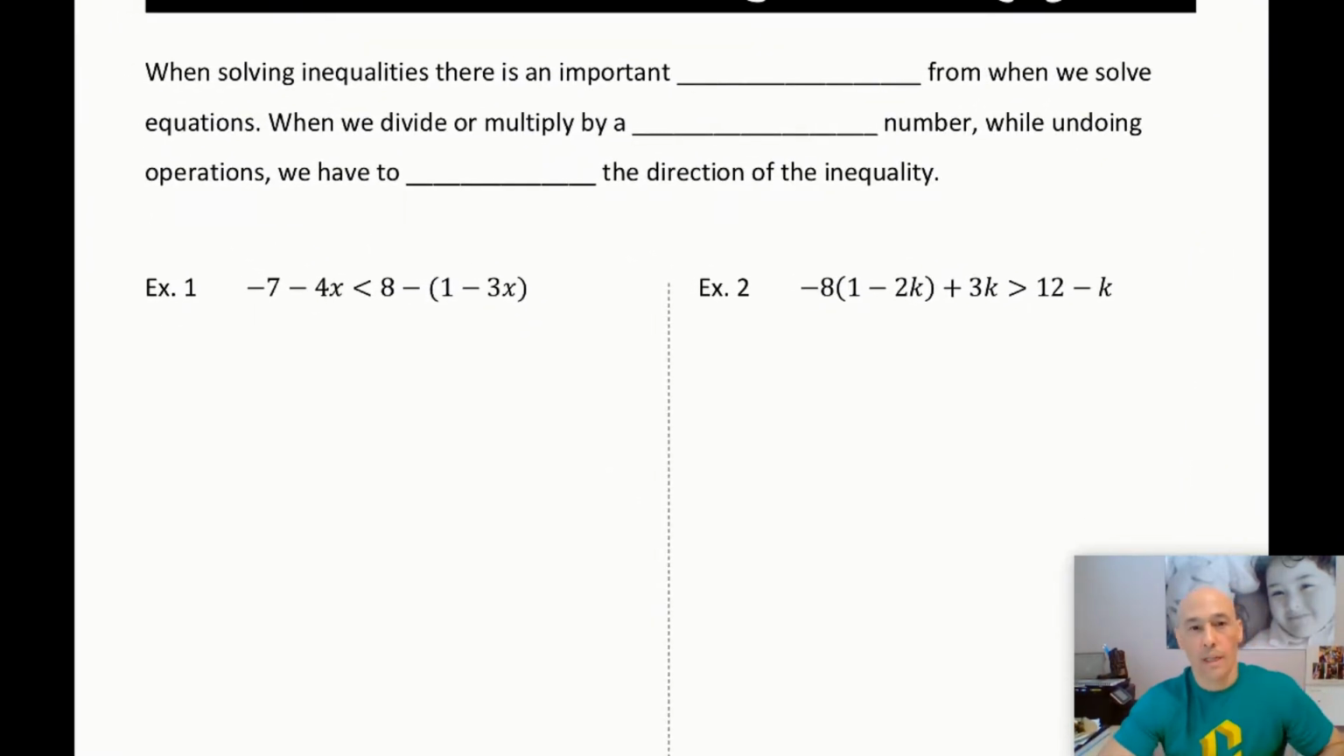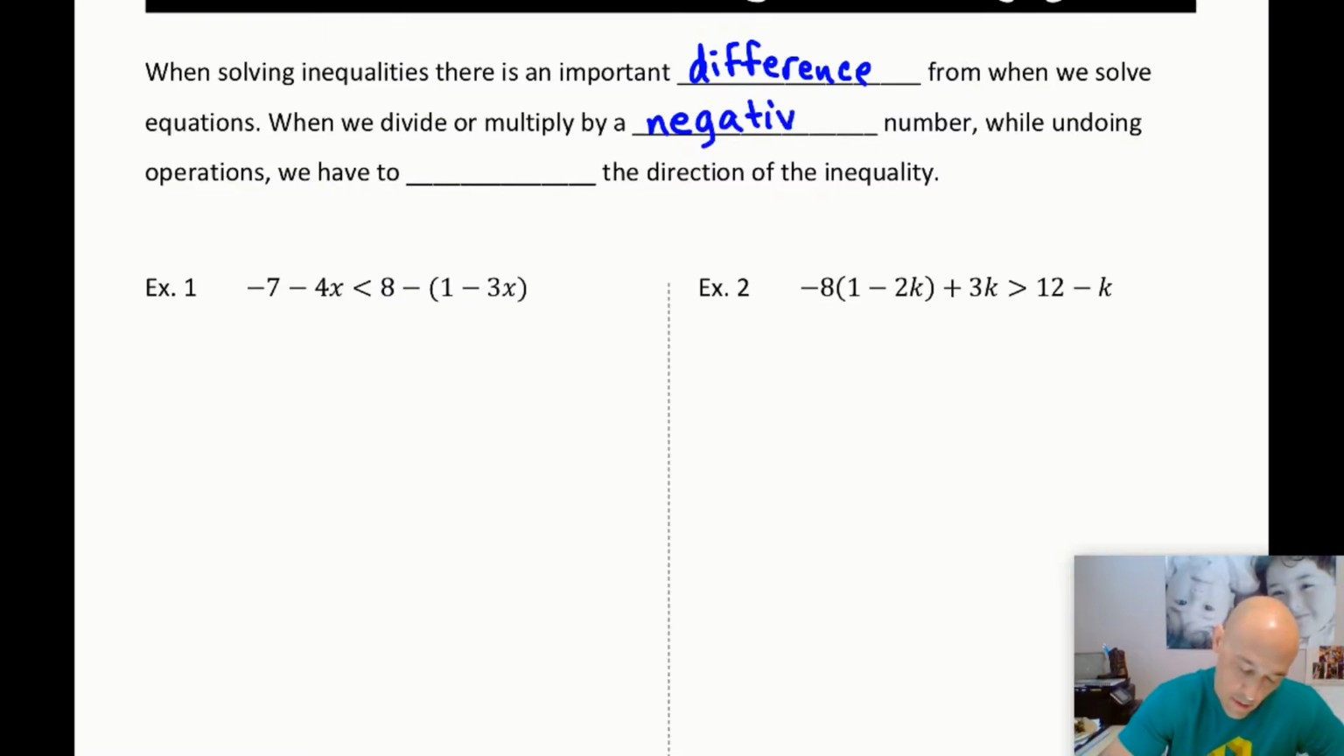When solving inequalities, there's an important difference from when we solve equations. When we divide or multiply by a negative number while undoing operations, we have to switch the direction of the inequality. Switch or flip, whichever word you like there.